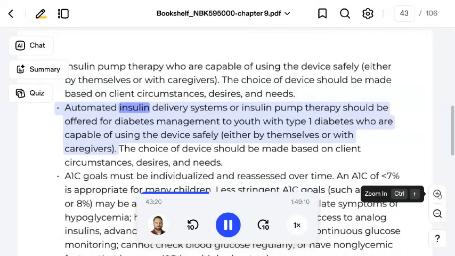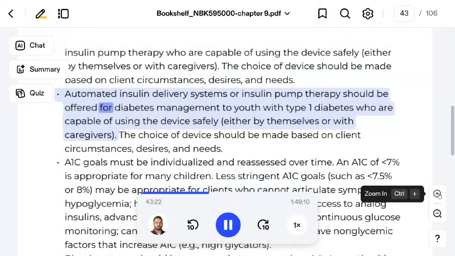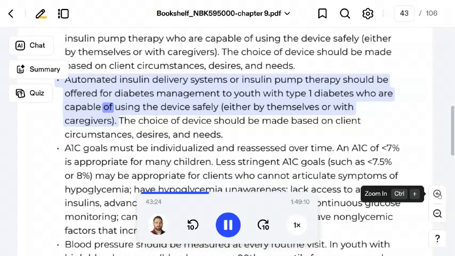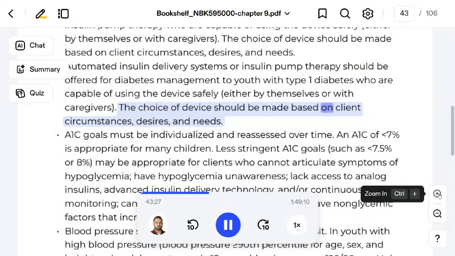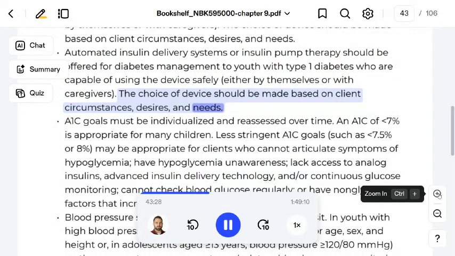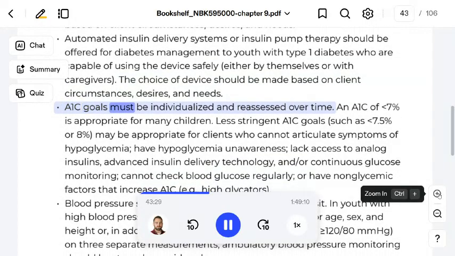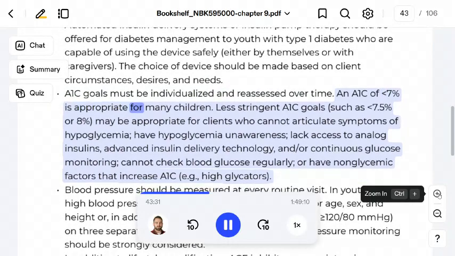Automated insulin delivery systems or insulin pump therapy should be offered for diabetes management to youth with type 1 diabetes who are capable of using the device safely. The choice of device should be made based on client circumstances, desires, and needs. A1C goals must be individualized and reassessed over time. An A1C of less than 7% is appropriate for many children.